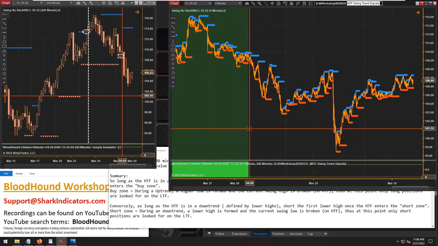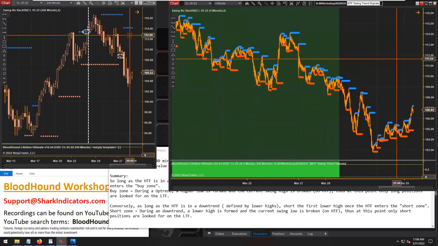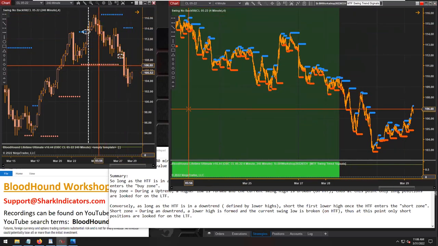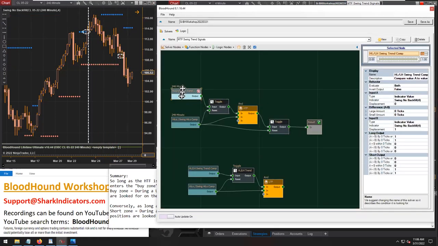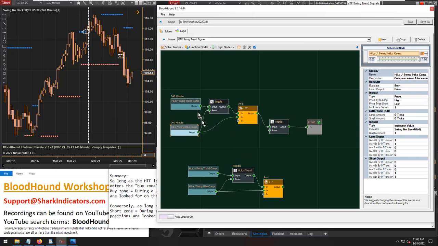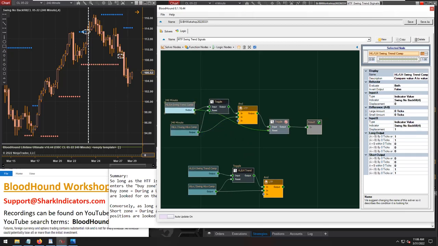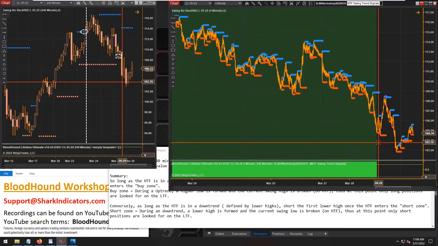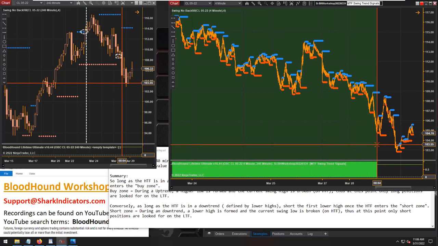Or you could turn it off even sooner if you wanted to. You could turn off the higher time frame trend when a lower high is made. So remember this is identifying the higher lows or lower highs. So if we wanted to do that, we could disconnect that and take this and feed it in there. And I think this time, yeah, okay. Yep, that's all we had to do. So now we can see the higher time frame trend turns off later, one bar later.